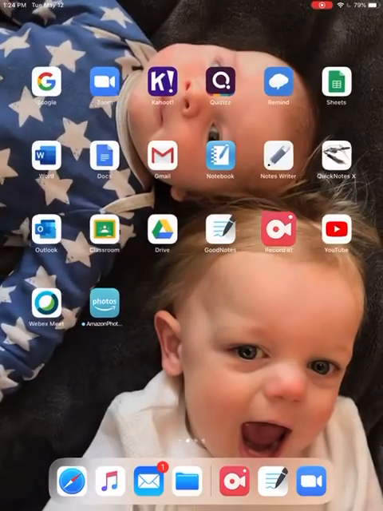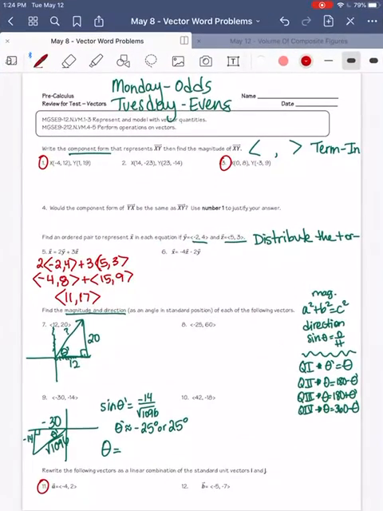Good afternoon, you guys. I thought I would take a minute to go over most of the odds from yesterday's review, and then you guys can finish the evens for today. And we're going to have a little quiz tomorrow, okay? So let's go over 1 and 3.